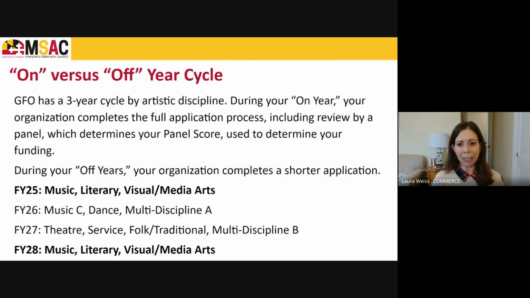So this year, looking at the FY25 cycle, the on-year, just for reference, would be those organizations who fall into the music category, the literary arts, and the visual/media arts. Off-year, which would be, presumably, all of you, would be either music C, dance, multidiscipline A, theater, service, folk and traditional, or multidiscipline B. And you can see here the cycles that are coming up, so you can plan forward and see how that works in the rotation. So again, in your off year, you're going to be in that shorter application process until you come into the on year again by cycle.